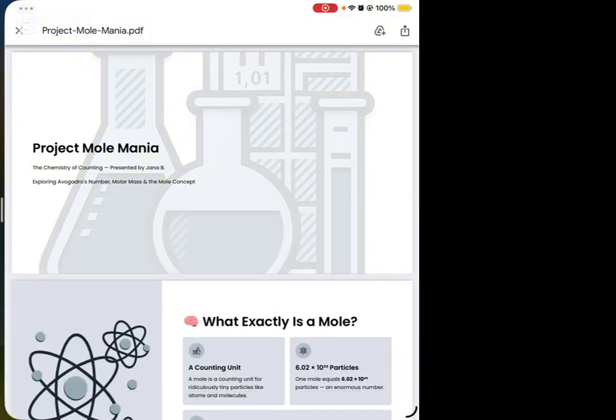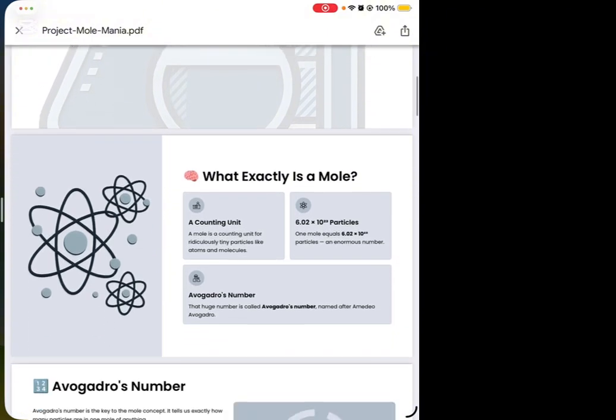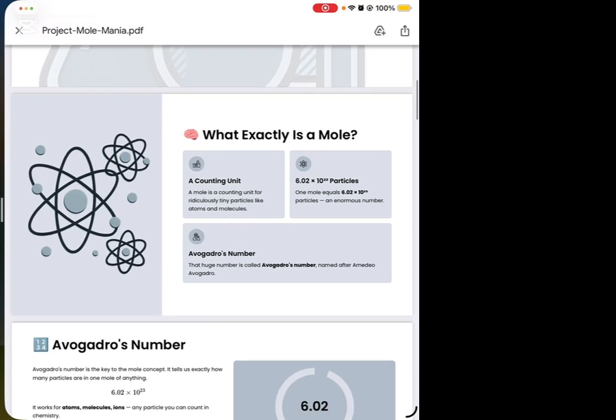Hello, this is my project called Mole Mania. Today I'll explain the mole concept, including Avogadro's number, and how to use the mole in calculations. What exactly is a mole?